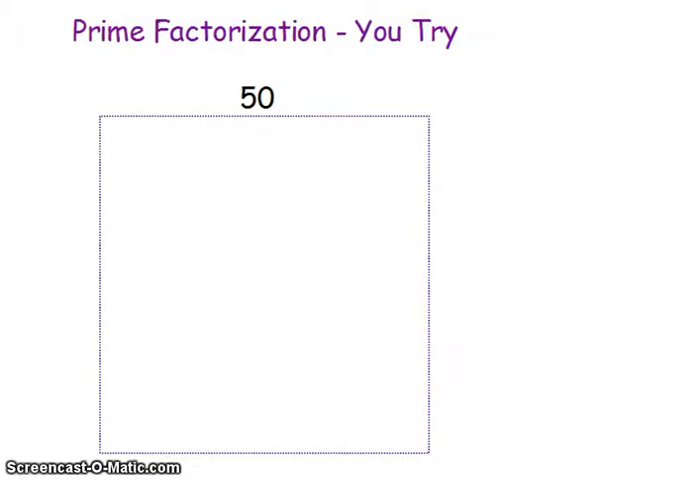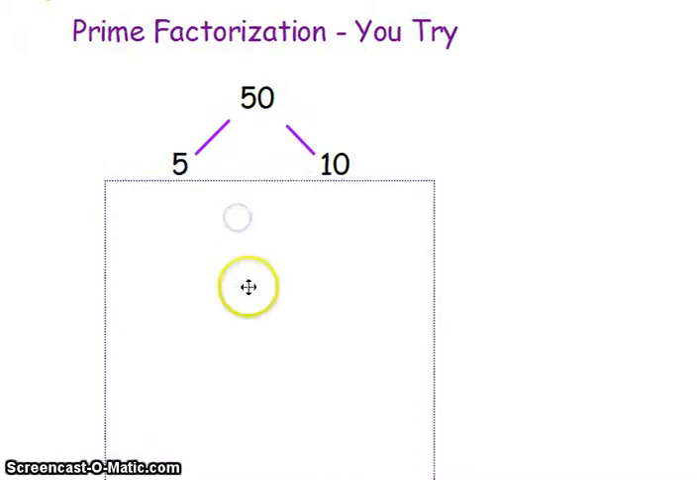For finding the prime factorization of 50, you have a couple different options. You could multiply 5 times 10, or you could do 2 times 25. I chose to multiply 5 times 10. Since 5 is a prime number, I'm drawing a circle around it. Now we need to look at the number 10.